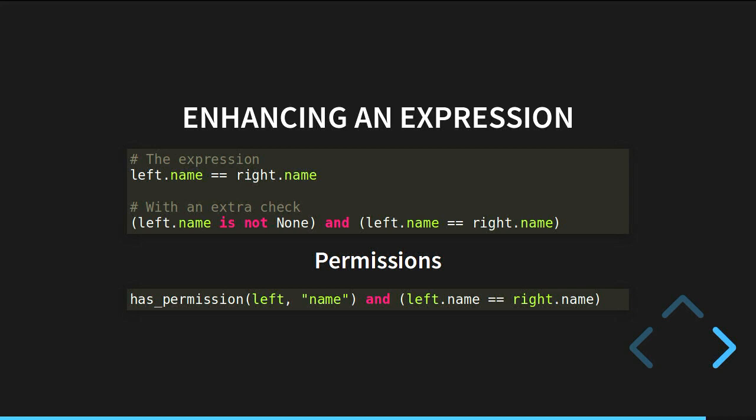So here's this example we were talking about before. We have that expression, but we want it to be slightly different. We're just going to say if the left name is None, we'll consider that false. We don't want it to be considered a match. And similarly, putting in permissions.